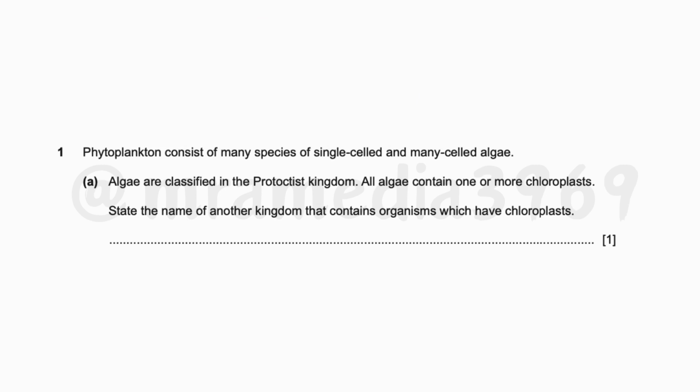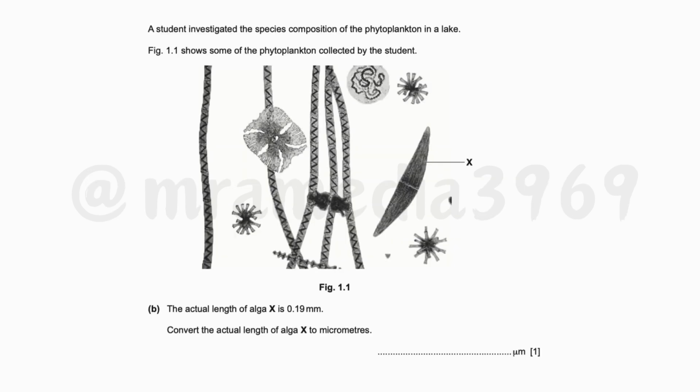Phytoplankton consist of many species of single-celled and many-celled algae. Algae are classified in the Protoctista kingdom. All algae contain one or more chloroplasts. State the name of another kingdom that contains organisms which have chloroplasts. Well, that's plants.